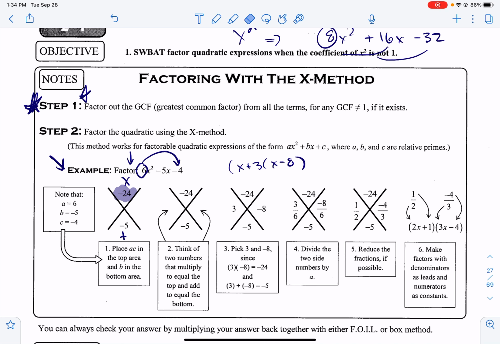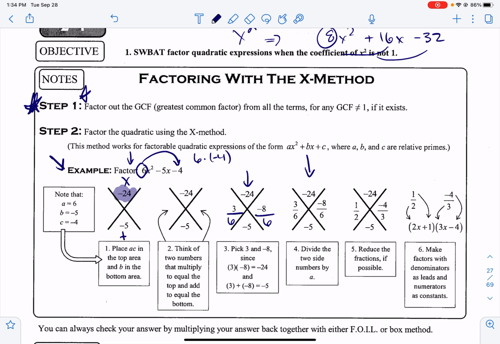But the problem is we kind of cheated. We broke some rules. That 24 on top, it wasn't a 24. It actually started out as a 4. And remember, we multiplied 6 times negative 4. Well, because I broke that rule, now I have to undo it. I'm not supposed to do that, so I have to undo what I did. So I have to take that 3 and divide it by 6. And I have to take that negative 8 and divide it by 6, which is what you'll see right here in the next step. They have a 3 over 6 and a negative 8 over 6.